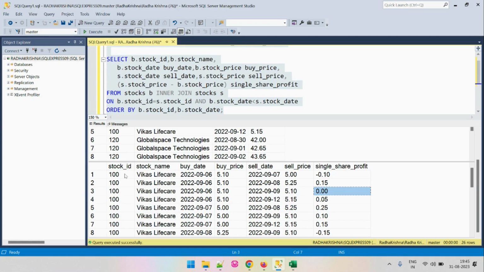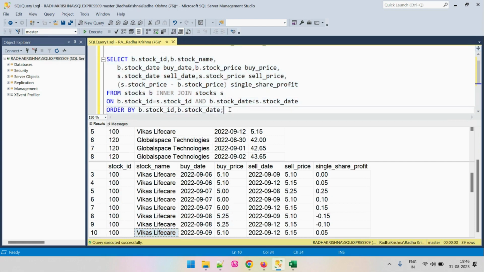So for example, if we purchase this share on 6th of September, sell it on 7th, we will get a loss of minus 0.10 for a single share. Similarly, there are other combinations. For the same share which was purchased on 6th September, if it is sold on other dates, we will get this as the profit or loss, whatever it is. Like on 8th September, it will give us a profit of 0.15. On 9th of September, the selling price is exactly the same, so there is no profit or loss. So similarly, for each and every combination, we have the corresponding profit or loss.